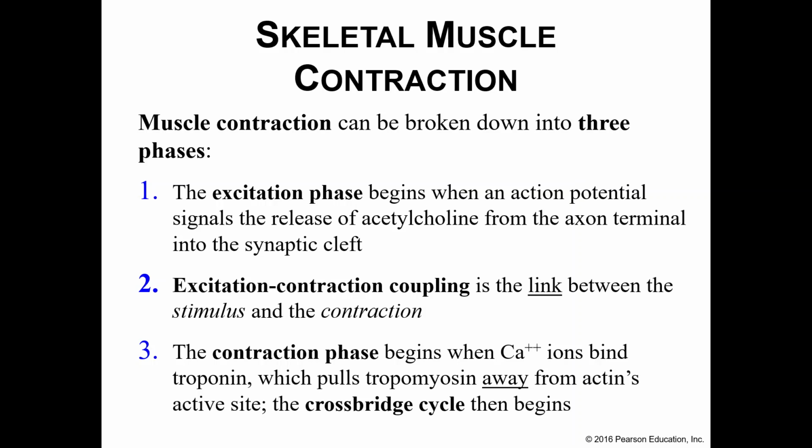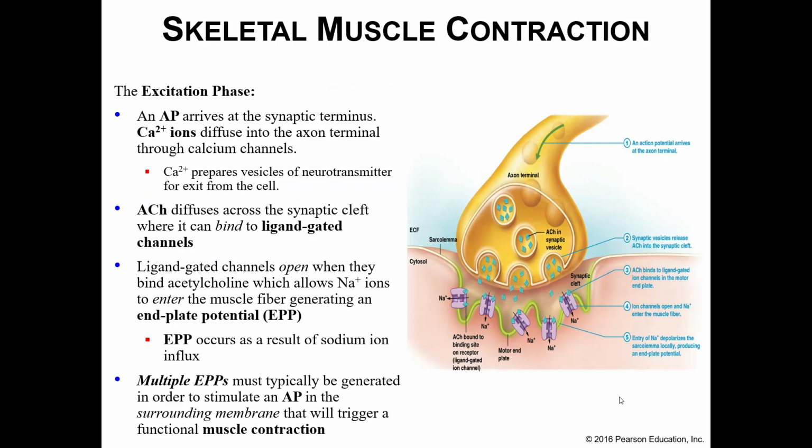Excitation-contraction coupling is the link between that stimulus, the release of that acetylcholine, and actual muscle contraction. And the contraction phase begins when calcium binds to troponin, which moves tropomyosin out of the way, so myosin can bind to actin's active sites. We call that cross-bridge cycling. That begins an actual contraction. So let's do a little bit more detail.